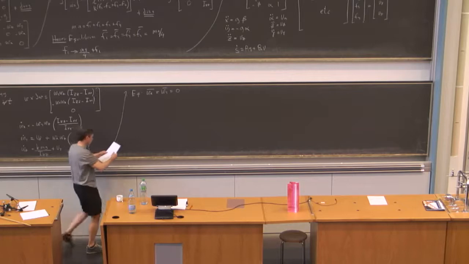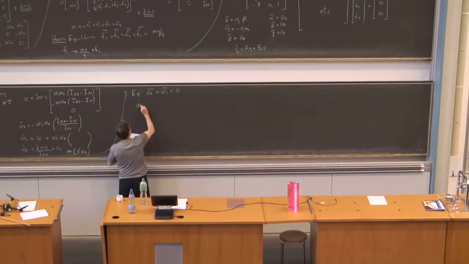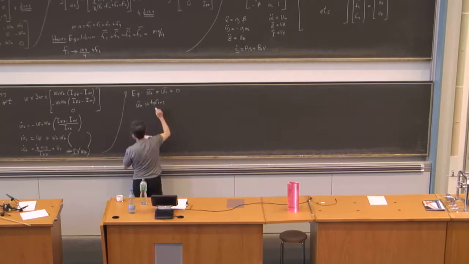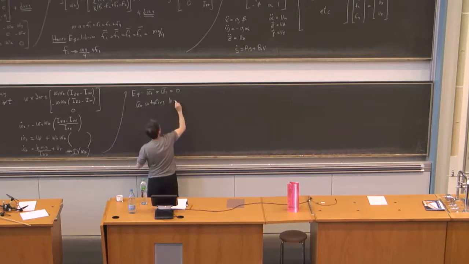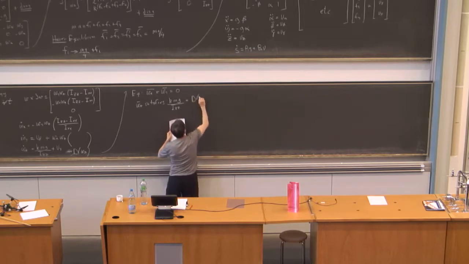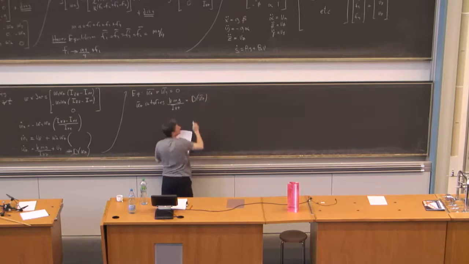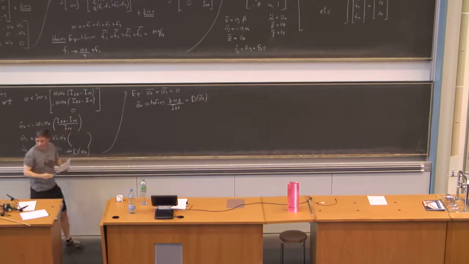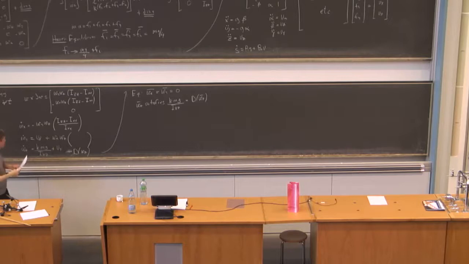How do I solve for it? Basically, I have omega z bar satisfies k mg over Izz is equal to d at omega z bar. Okay? So eventually, the drag will be enough to overcome this term, and this thing will be spinning at a constant velocity.